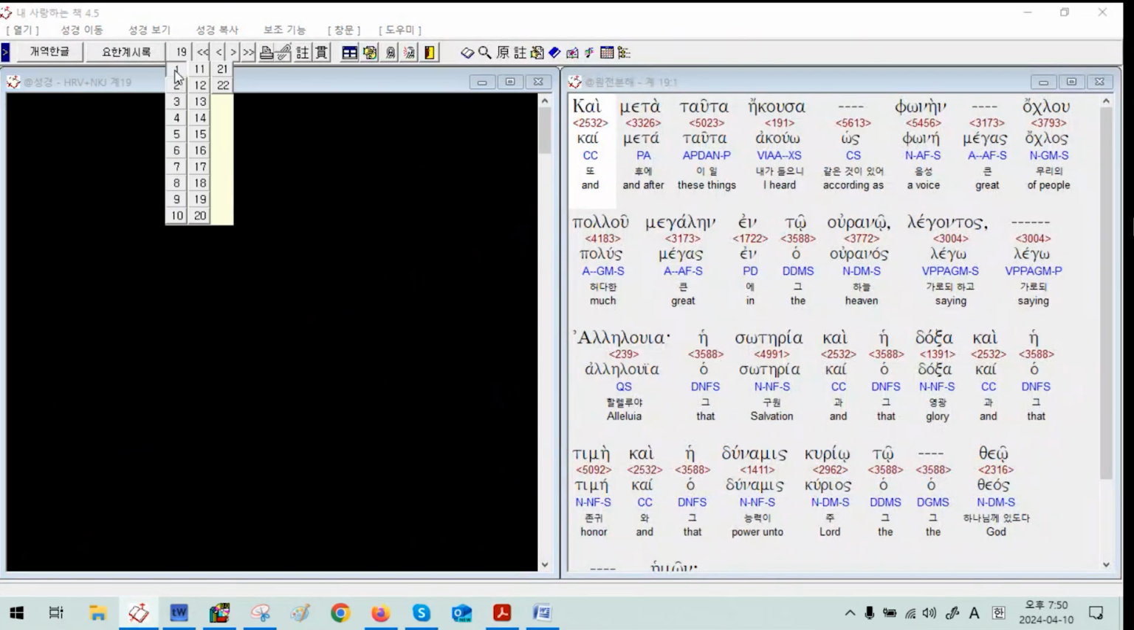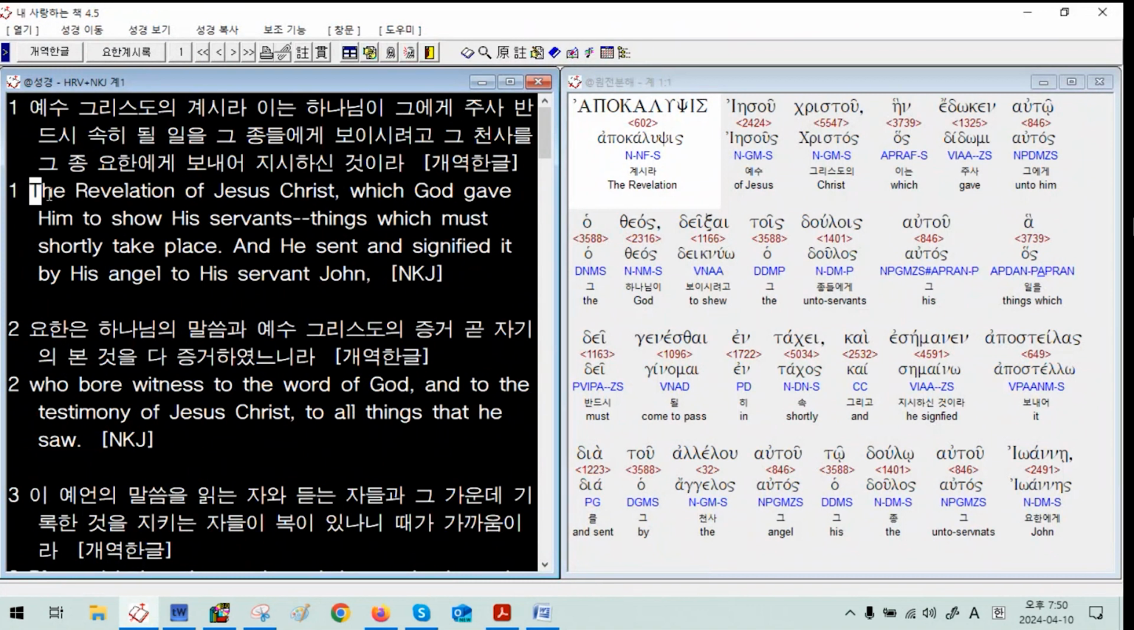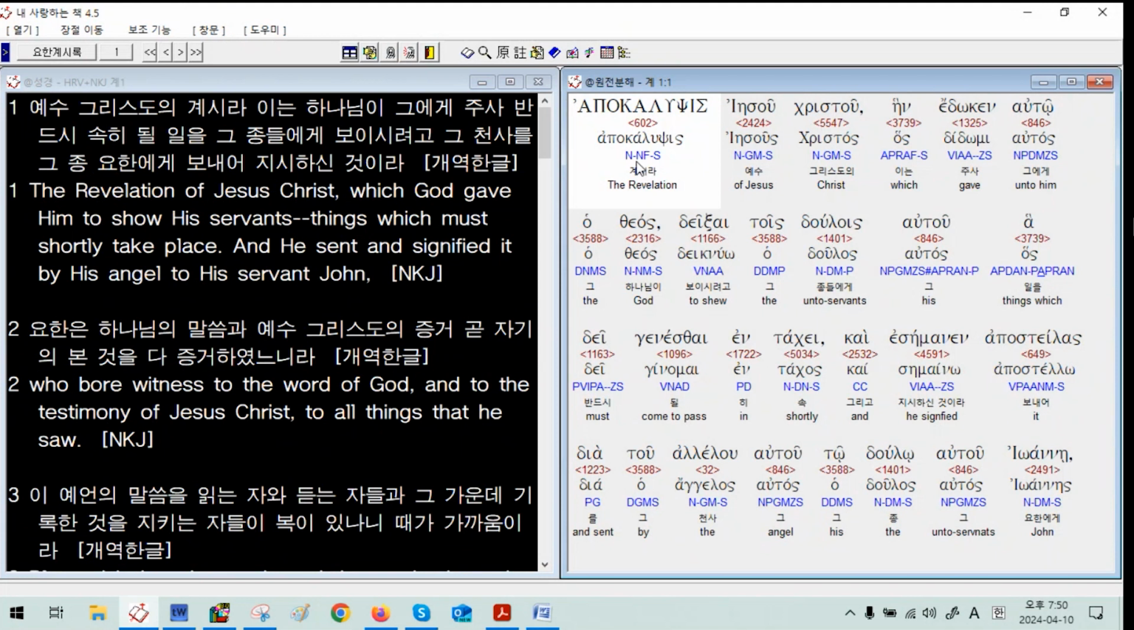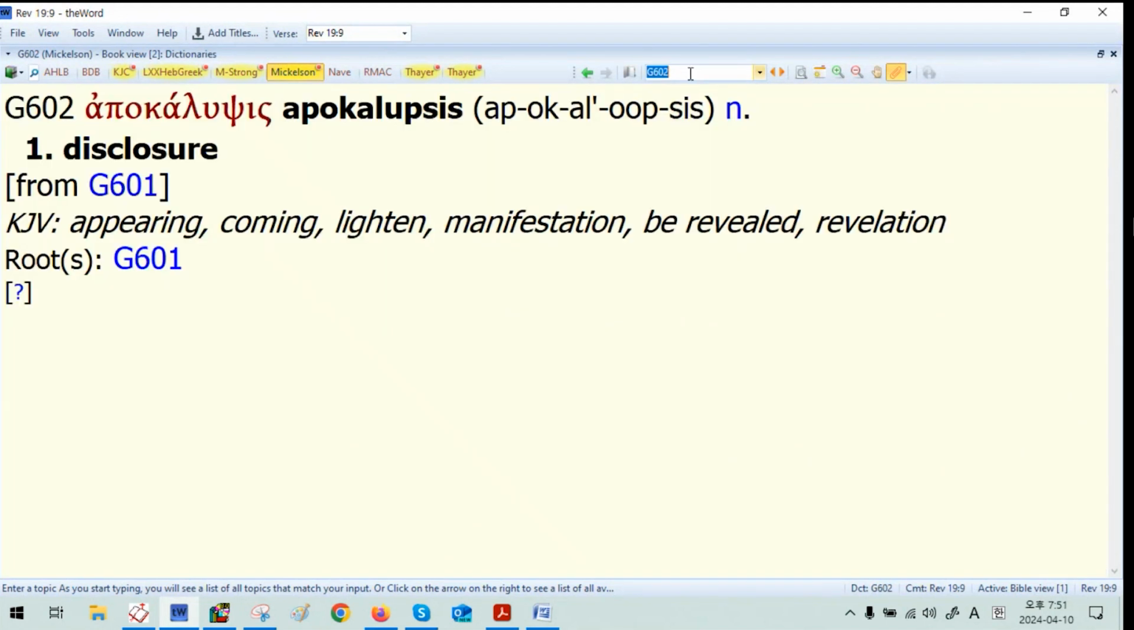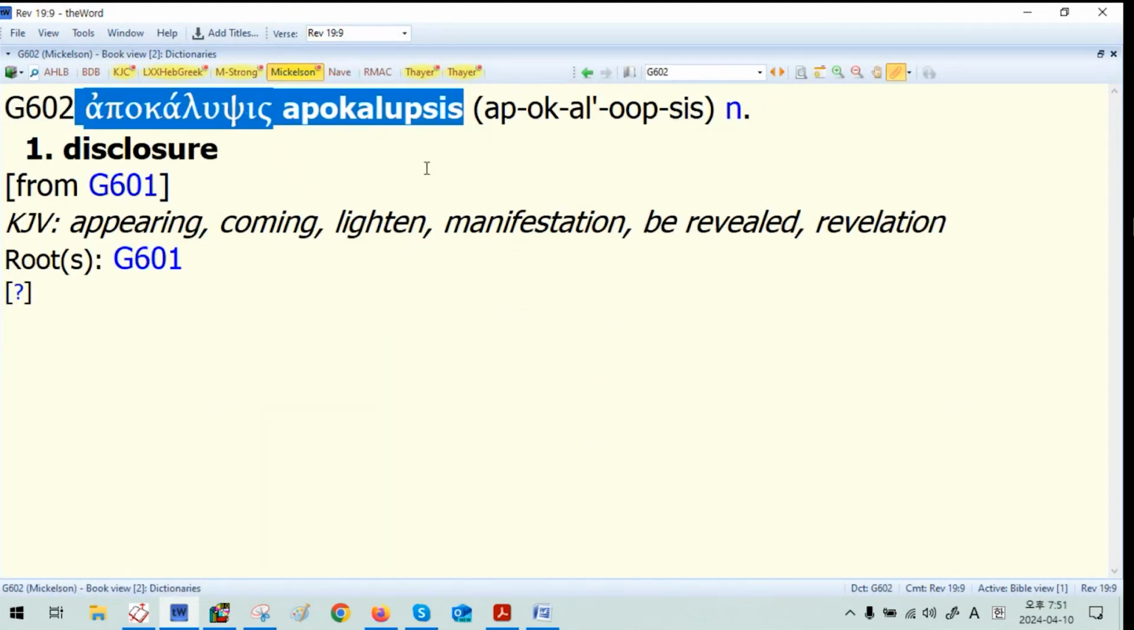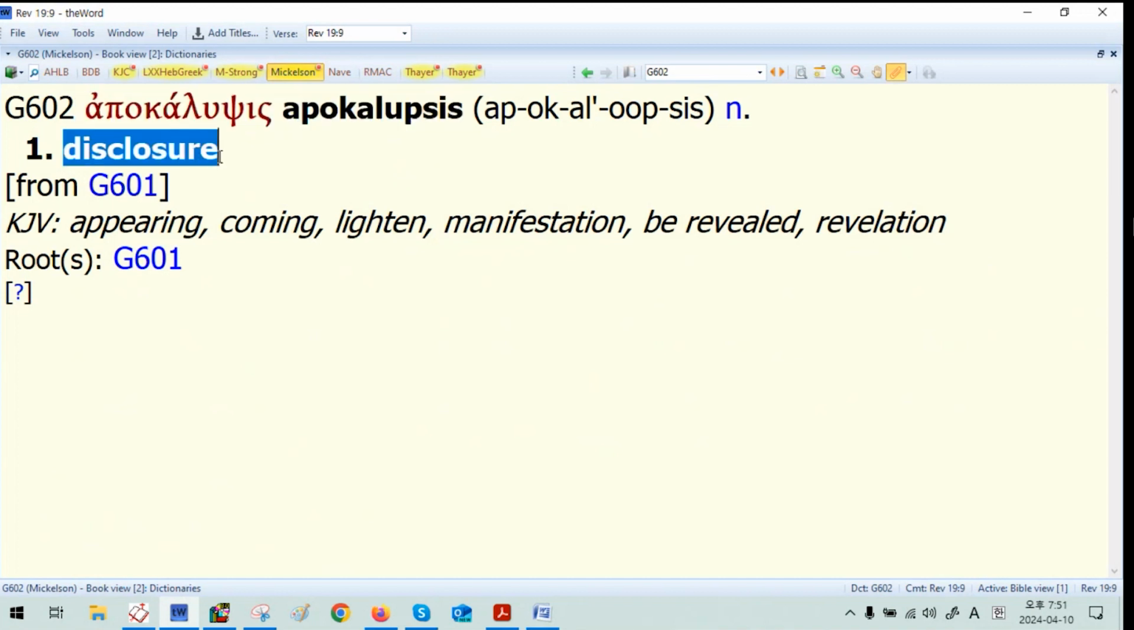When we go to Revelation chapter 1 verse 1, it's talking about the revelation of Jesus Christ. Apokalupsis Iesou Christou. This is the title sentence of the entire book of Revelation. Then what does revelation mean? When we go to Strong's number 602, apokalupsis, it's talking about disclosure.